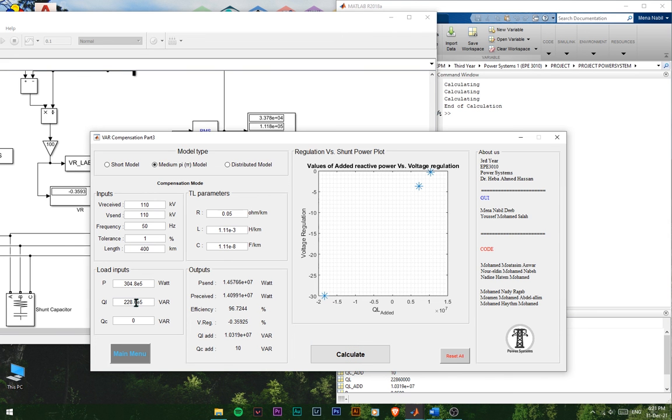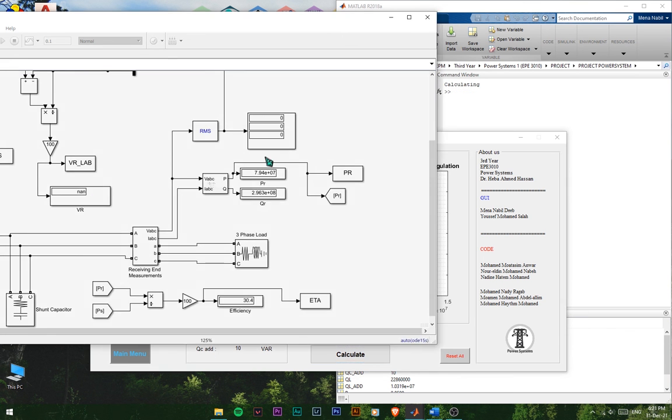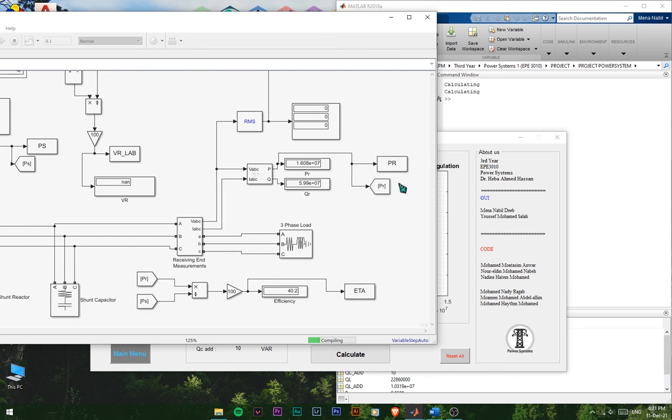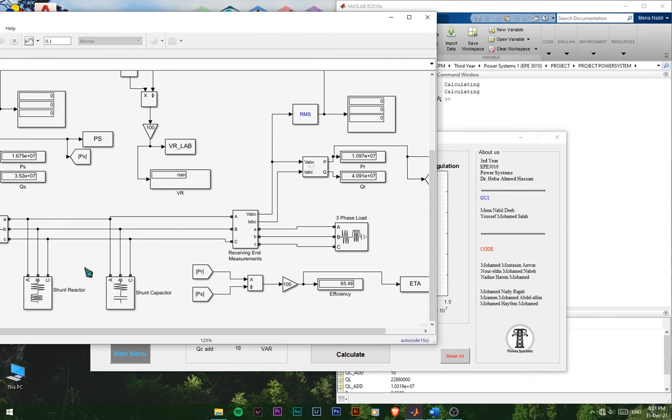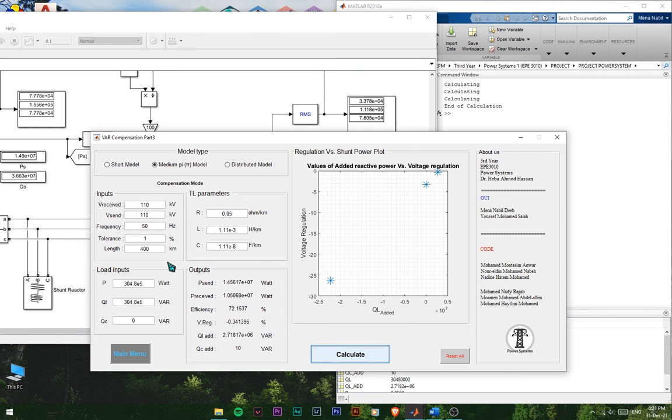Now let's increase the inductive load. Voltage regulation is way up the tolerance value. The values which change is the shunt capacitor and the shunt reactor load values. Still, the capacitive value of the transmission line is bigger than the inductive power value of the load. The amount of power needed is still reactive power, but it is far less than before. It's now 3 megavars instead of 10 megavars.